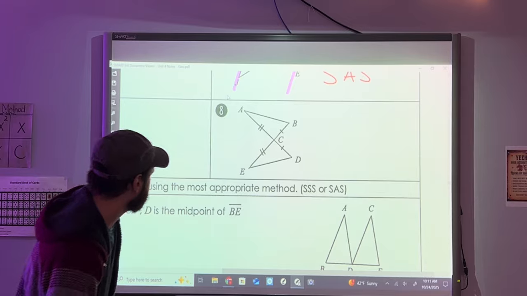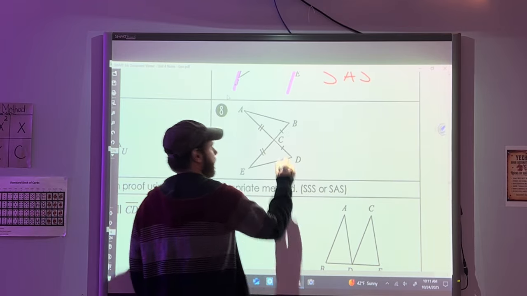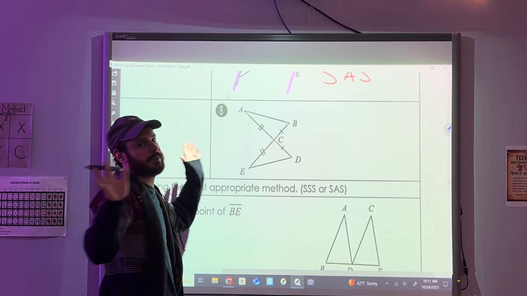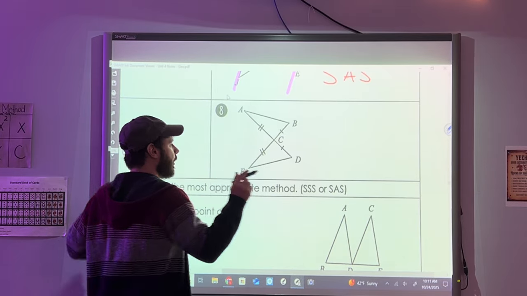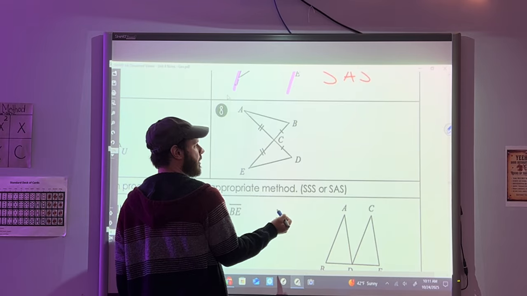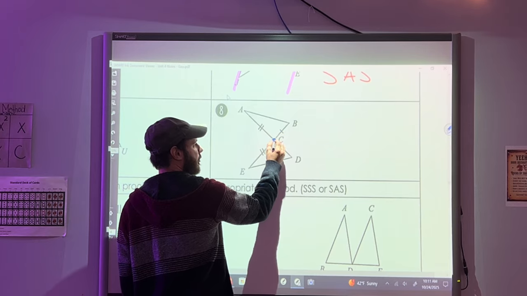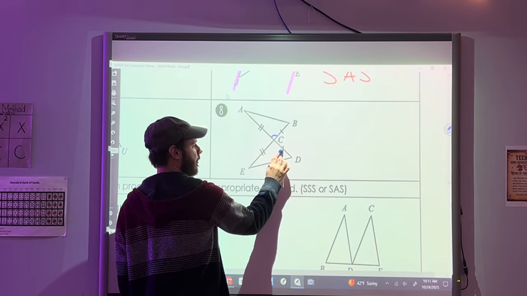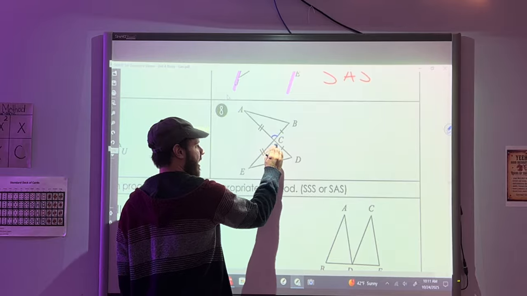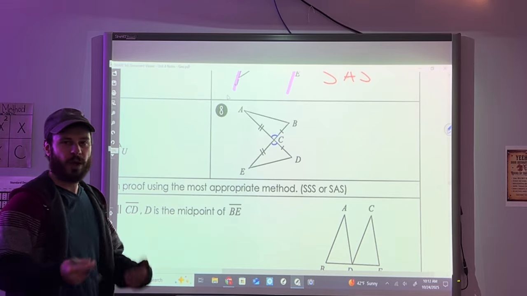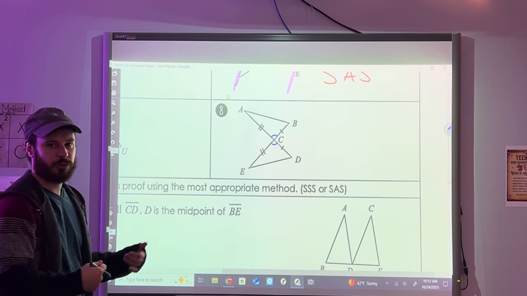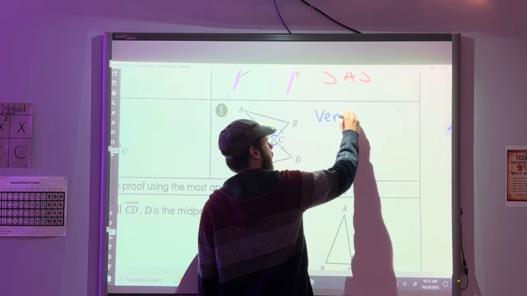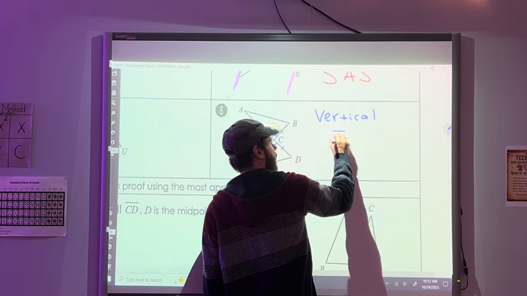Number eight. I got a side, I got a side, no third side. Can't say side, side, side, can't do that. But if it were to be SAS, the angle between number 1 and number 2 would have to be there. And down here, between 1 and number 2, it would have to be there. Is there a way I can say that those two angles are equal to each other? And the answer is yes, because those things are vertical. And vertical angles are congruent.